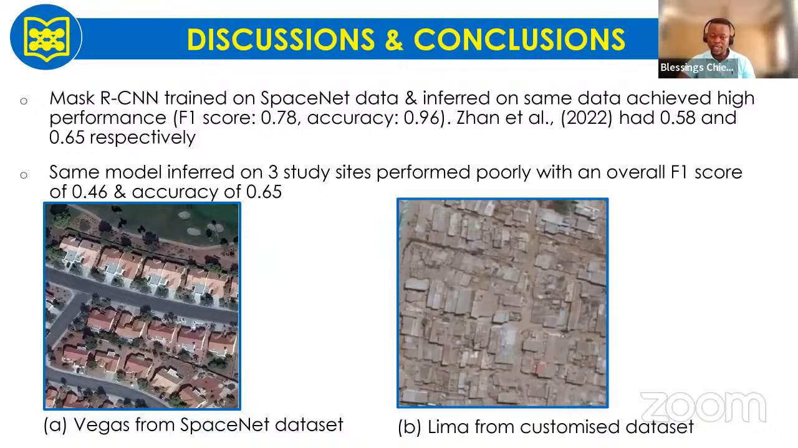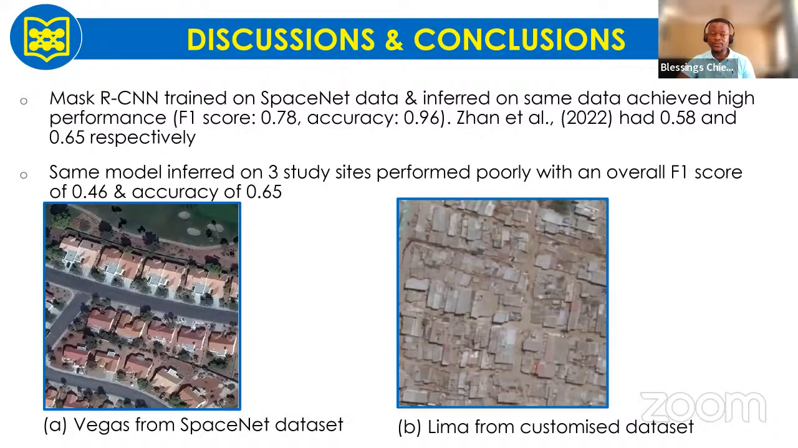So you can see the two pictures there. Picture A to your left is from Vegas, from the SpaceNet dataset, how the buildings look like. And the picture on the right is from Lima, Peru, in one of the unplanned settlements, and that's how buildings look like.